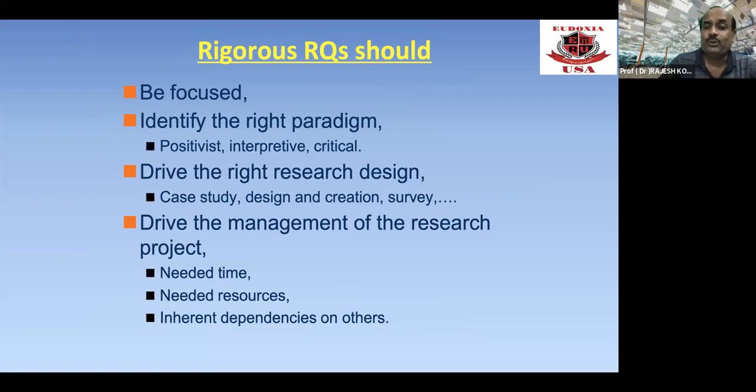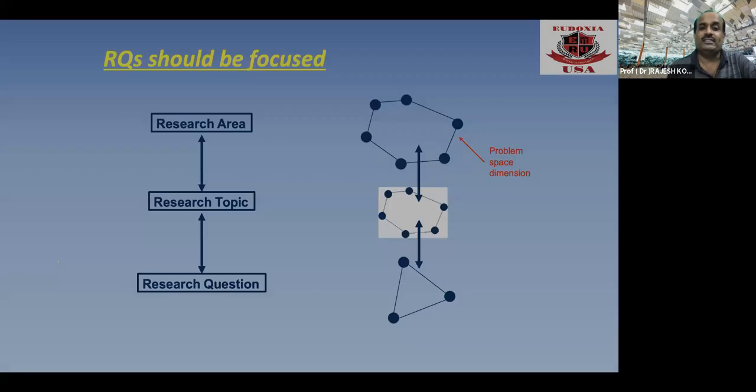Identify the right paradigm, whether positivist, interpretive or critical in nature. Derive the right research design, which is very important. The research design will take you to solving the problem. So what type of research design, whether you can go for a research study, qualitative, quantitative or mixed designs, or otherwise a survey. Drive the management of the research project: it needs some time, resources and other dependencies. You have to keep all these things in mind while framing the research question.